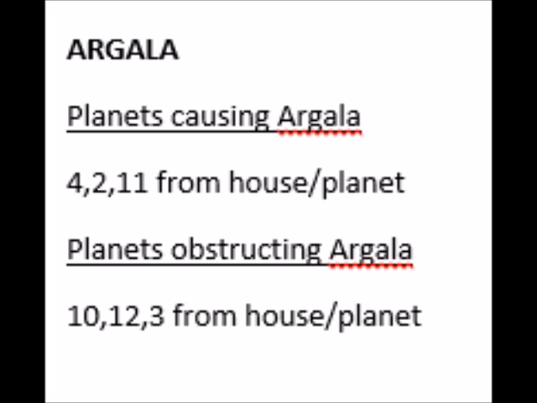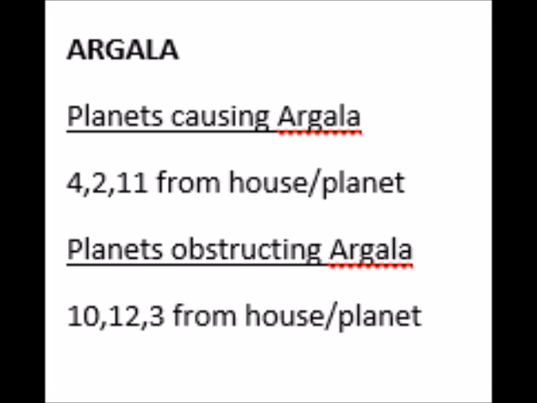We're talking about planets. So what kind of effect can that planet give to that particular house or planet? What kind of Argala can it give? Argala means effect. So there can be two kinds of Argalas or effects. One is a Shubha Argala. Shubha means auspicious Argala or effect. And the other is an Ashubha Argala, which is an inauspicious Argala or effect.